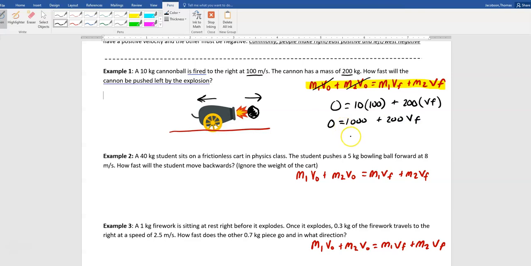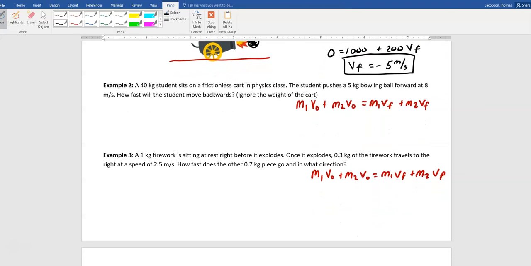And then you go ahead and you solve by moving 1000 to the other side and dividing by 200, and you should get -5 meters per second, which is much slower than the 100 meter per second cannonball, which is what we expected, and it's negative because it's moving to the left, the opposite way of the cannonball.